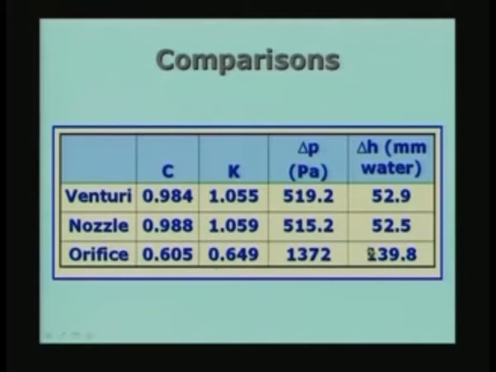That means that it is the most sensitive in terms of the amount of pressure drop you are going to get for a given condition. But as I mentioned in the last lecture, the penalty will be that most of this 139.8 millimeters of water pressure drop will not be recovered. Most of it is going to be dissipated. In the case of venturi, of course, 52.9, only a few percentage of this will be lost and most of it will be recovered.